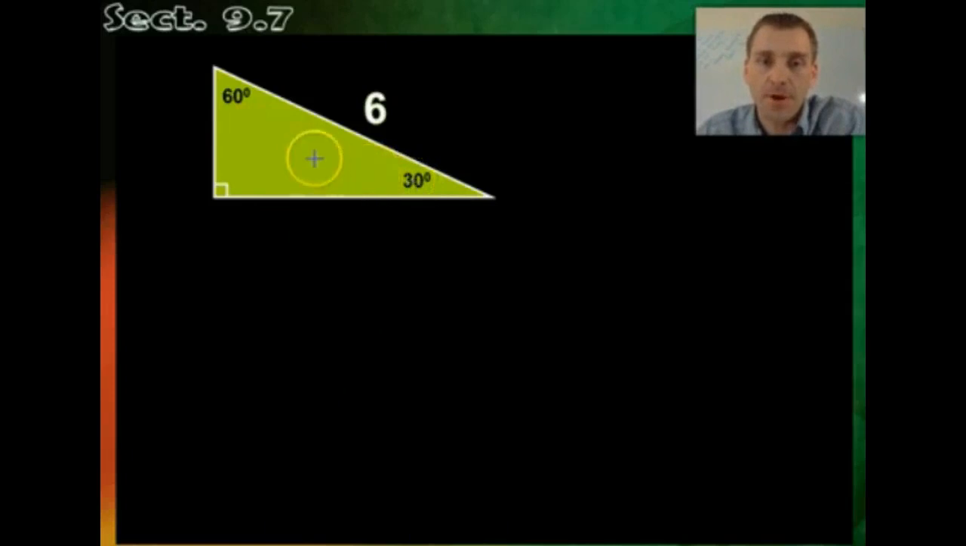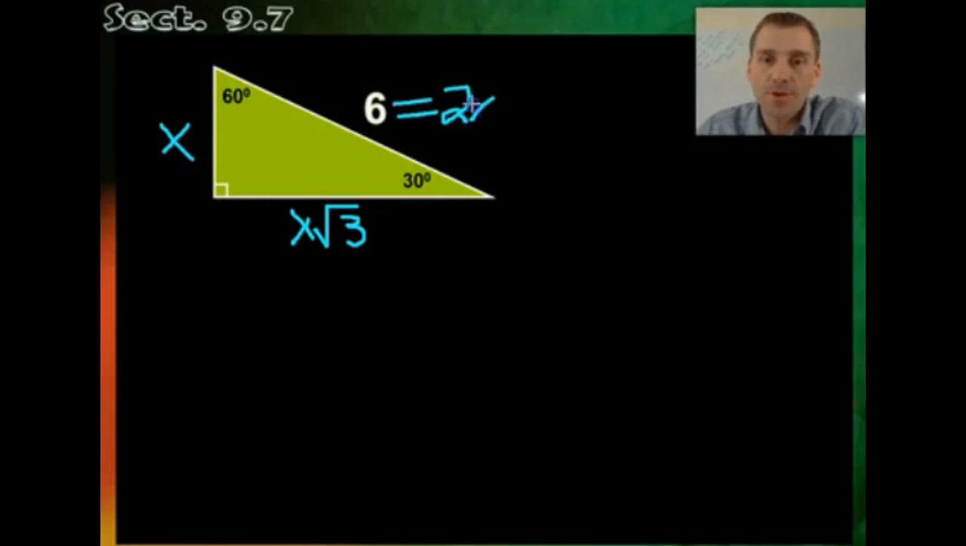Well, here's what I know. Across my 30-degree angle, that's what x is. Across my 60, that's x root 3. Across from my 90, that's what 2x is. And bada bing, bada boom, there is your equation. So at some point, when you just plug in the 30, 60, 90 triangle ratios of x, x root 3, and 2x, you're going to come up with an equation somewhere.